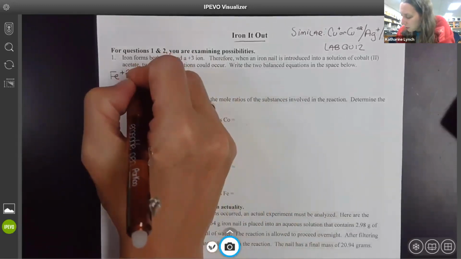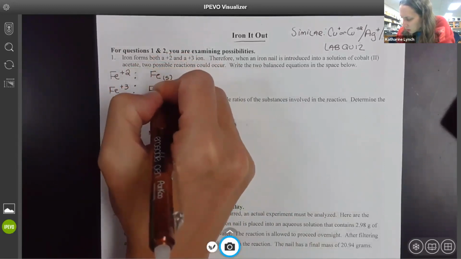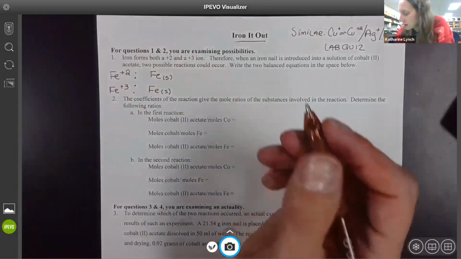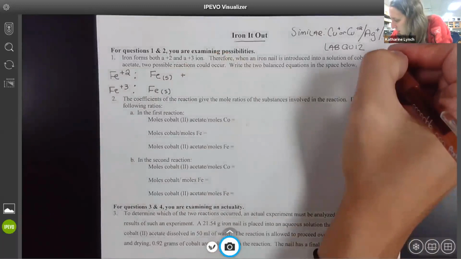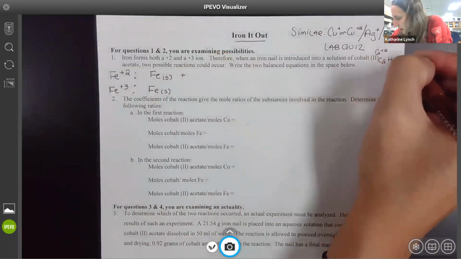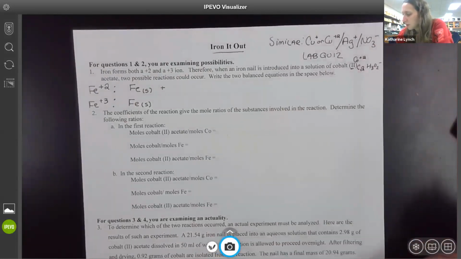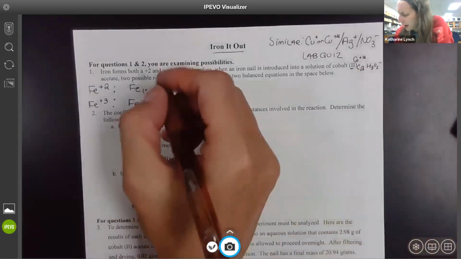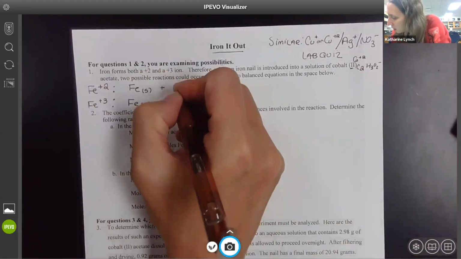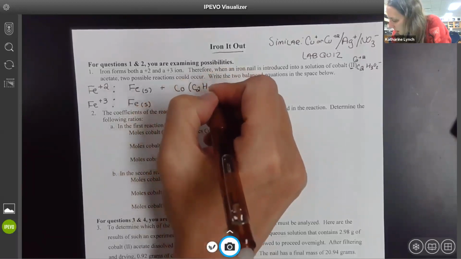Iron for both of these equations starts out without a charge, just a solid. So no charge on that iron nail that's going to be put in a solution of cobalt-2 acetate. Cobalt is a +2 because they give it to us here. Acetate is C2H3O2-. You can look on the back of your periodic table for that polyatomic ion charge. So let's write the other reactant. It will be the same for both the Fe+2 possibility and the Fe+3 possibility. If I do cobalt-2 acetate, I'll need 2 acetates to balance out the cobalt.